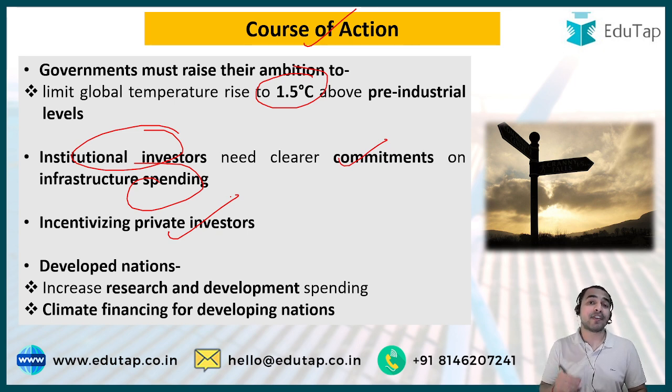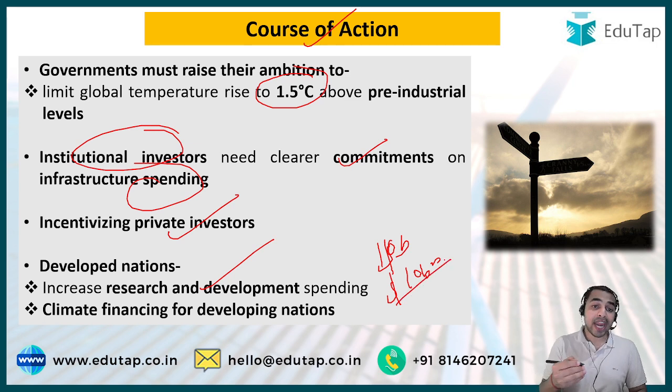And guys, for the developed nations, this particular report says that they must increase research and development spending to $10 billion per year, as per Mission Innovation. And they are also required to increase their climate financing, and to keep the promise of climate financing for developing nations of $100 billion per year as per Mission Innovation.